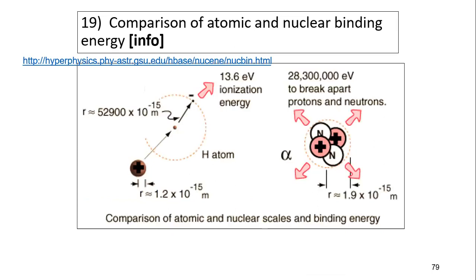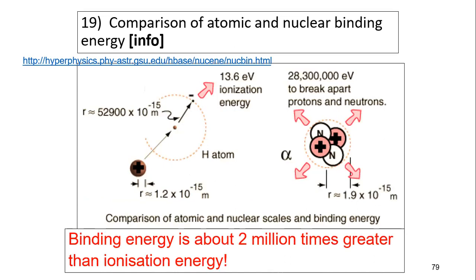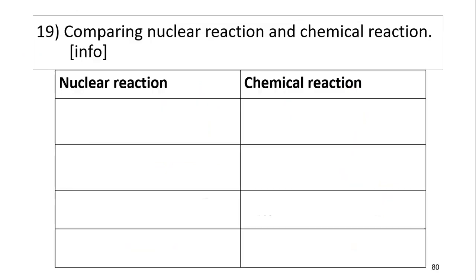Okay, comparison of atomic and nuclear binding energy is for your info. Don't need to go into much detail. Go very fast. Binding energy is about 2 million times greater than ionization energy. That's the reason why we want to obtain energy from the nucleus.